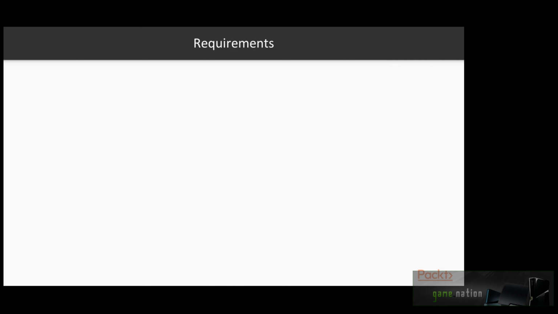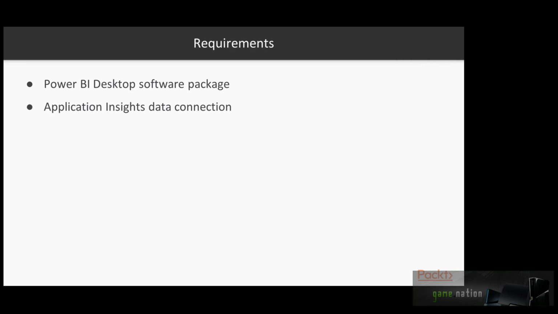The requirements to follow along with this part of the course is that you must have installed the Power BI desktop, which we did in the first section. You also must have an Application Insights data connection, or you must download CSV formatted data that you can use to generate your own charts. And you must also have enough compute power to support the dashboard creation. You can go ahead and review the requirements for the Power BI software package on powerbi.com.